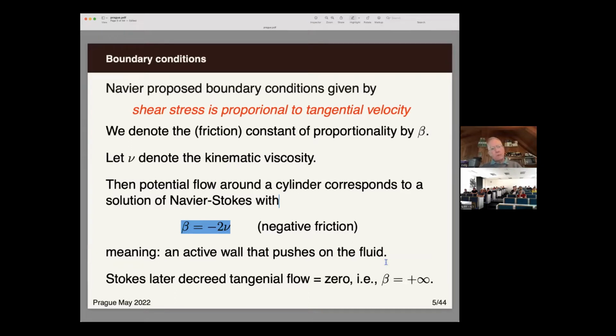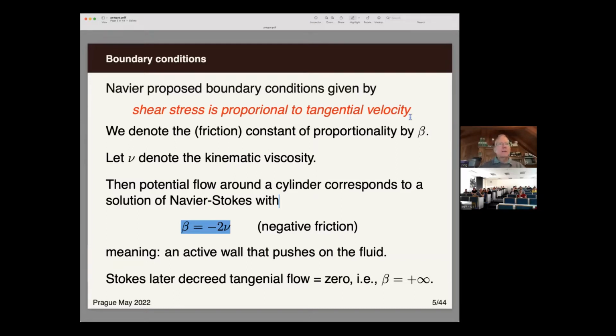And then Stokes later said, he was asked actually to adjudicate somehow, is Navier's boundary condition correct, or should you have something stronger, namely no slip? And he said, yeah, we're going to go with no slip. And that means taking a friction that's infinite. Okay, so that caused a fair amount of confusion because really Navier's boundary conditions are more physically relevant.